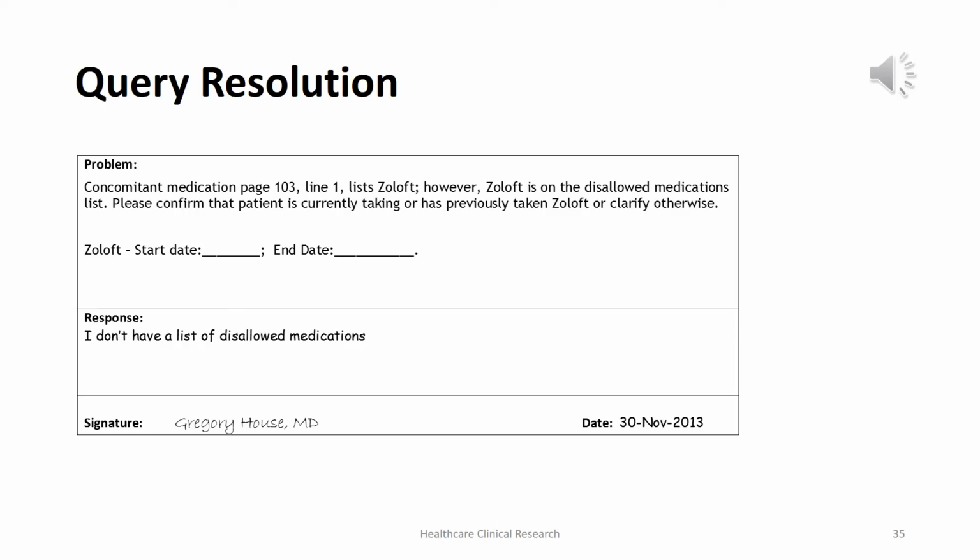So does their response make sense? Well, no, not really. It could be true that they don't have a disallowed medications list, but we can't close this because their response doesn't really make any sense. So we probably need to alert the CRA that's responsible for that site and make sure that they get a copy of the disallowed medications list. But they still need to go back and resolve this one way or the other. They've got to provide start and end dates or clarify whether or not the subject is still on this medication. So this is going to result in some type of requery.